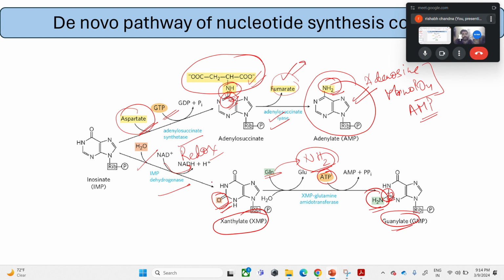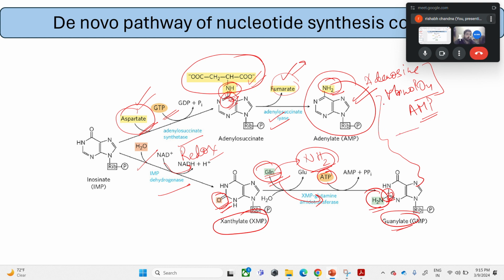So in case of AMP, aspartate releases its amino group, and in case of GMP, the glutamine molecule releases its amino group. Okay, so this is the formation of different purine moieties from IMP.